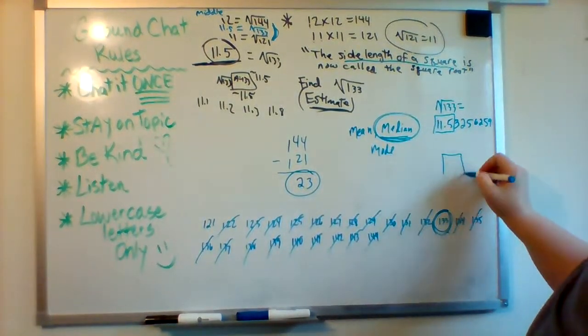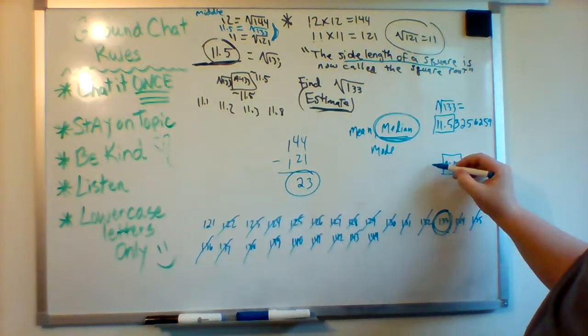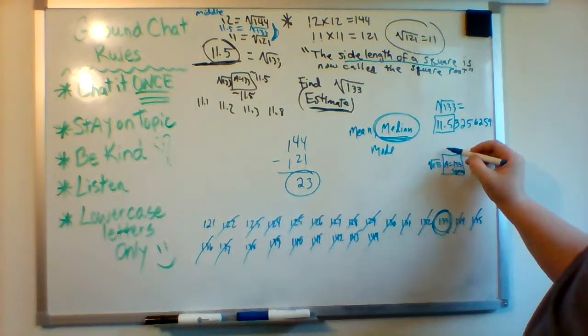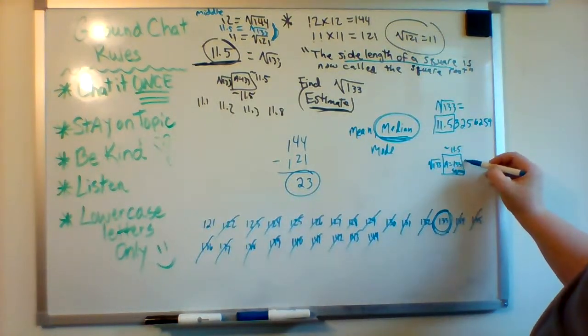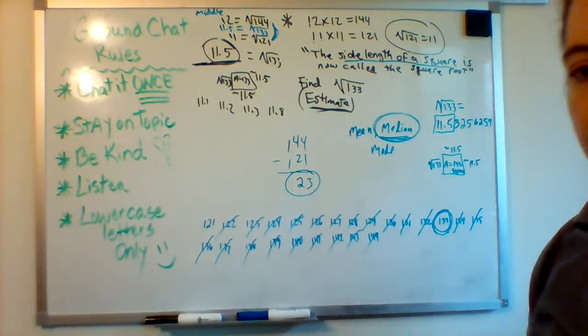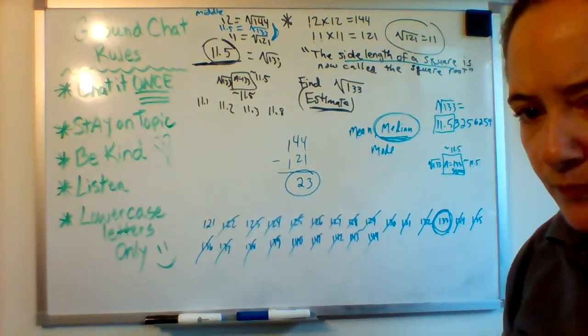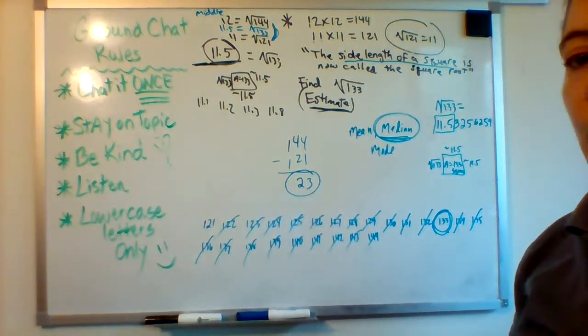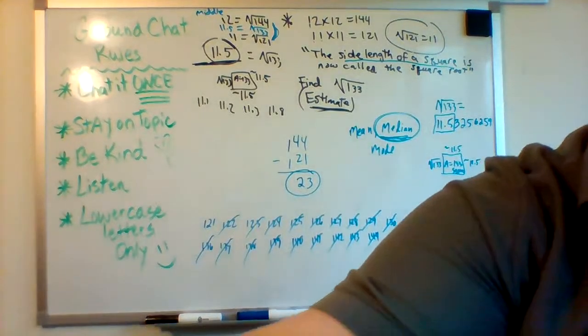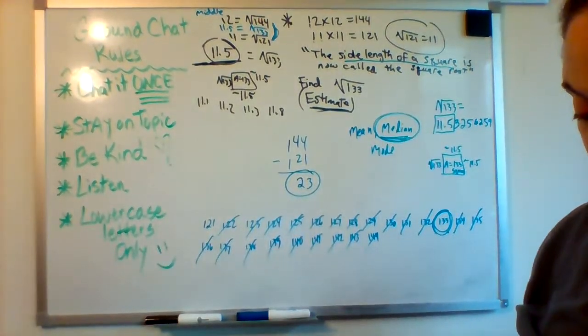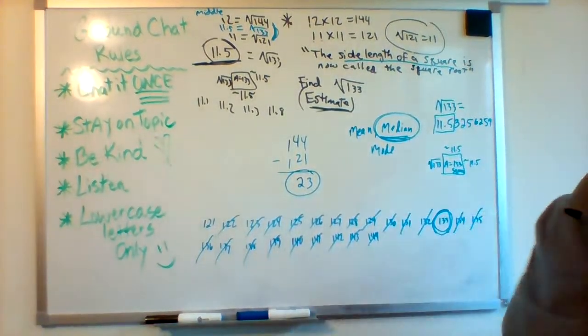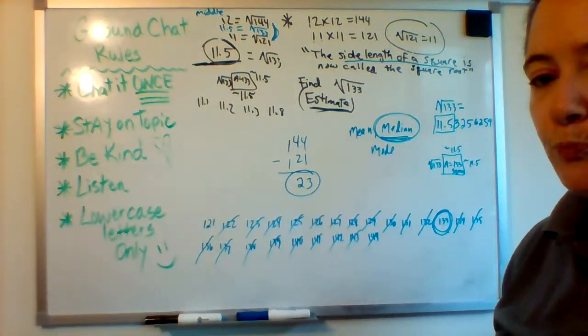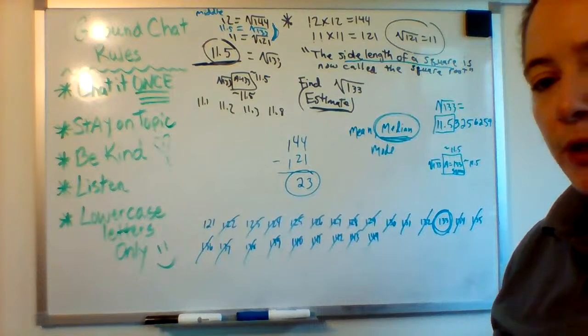Can I estimate that if a square's area is 133 square units, its side length is approximately 11.5? Is that safe? Is that good? Okay, Thais is going the other way around. She said if you take 11.5 and you multiply it by 11.5, you get 132.25, which is what Stanford had said earlier.